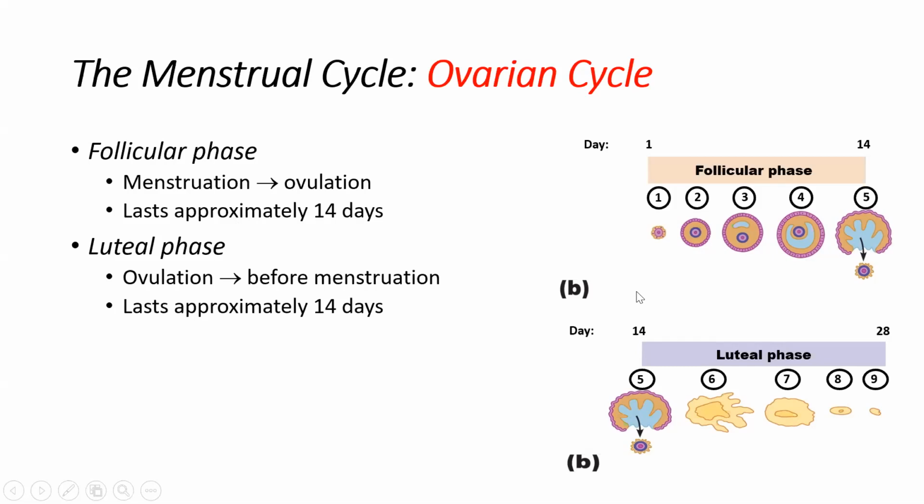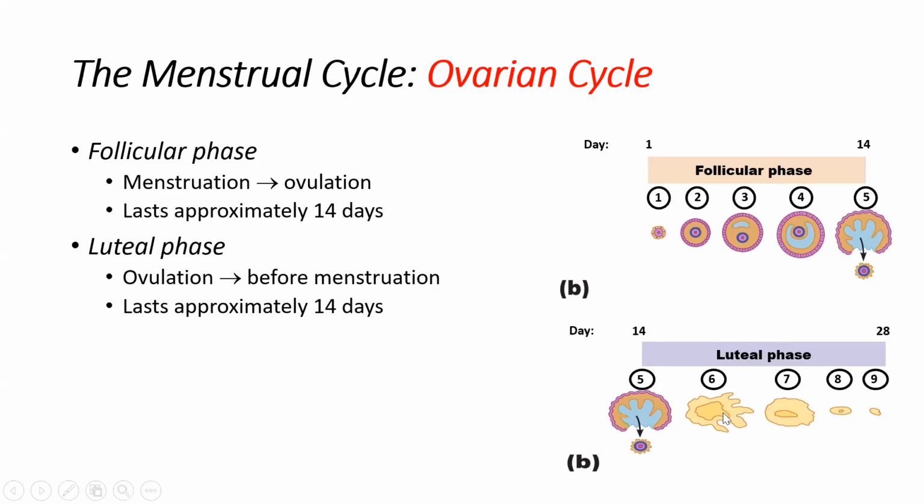Now, during the follicular phase, we have what is called the development of the follicle. So this is from the start of the cycle, which is essentially menstruation, the bleeding phase, all the way up until day 14, which is the day of ovulation, which is the rupturing of that mature Graafian follicle to release that mature oocyte.